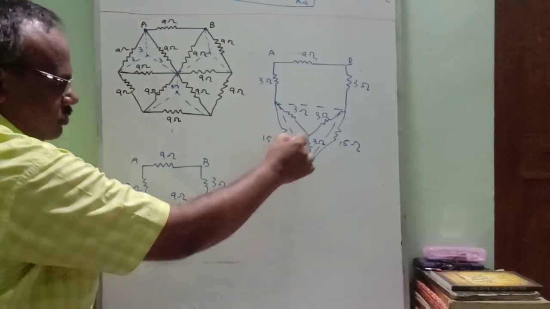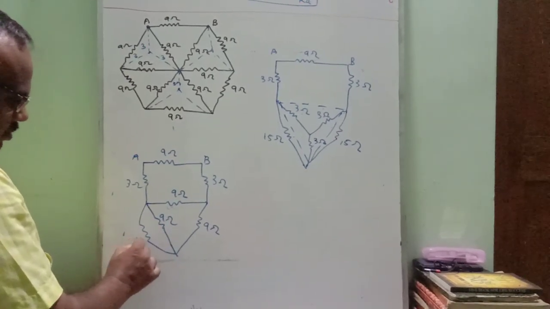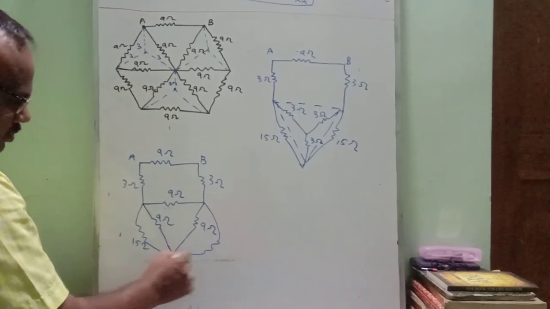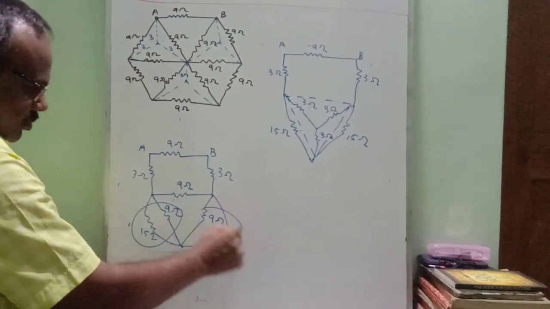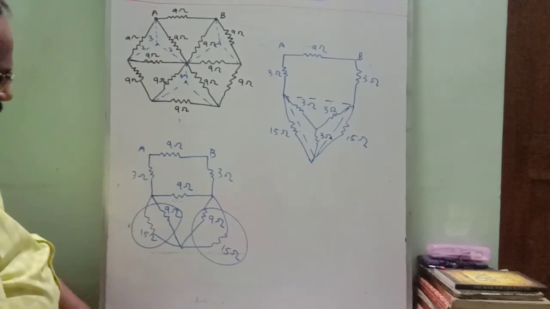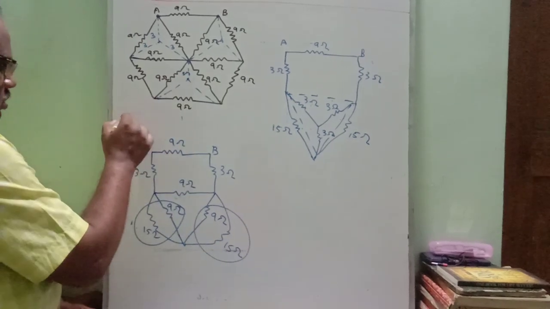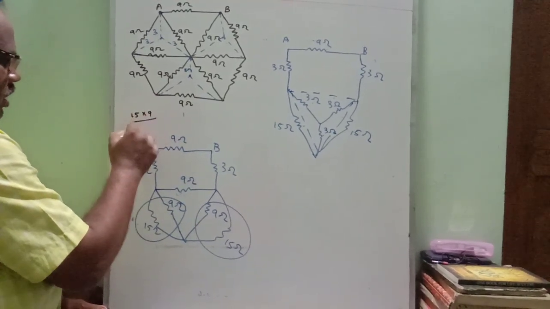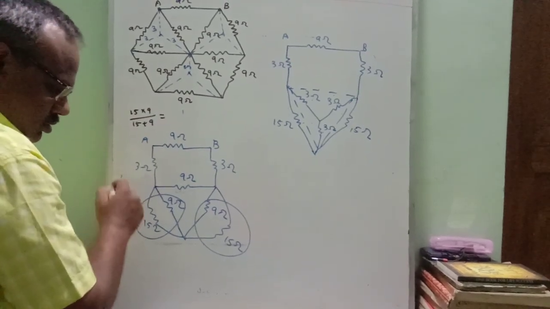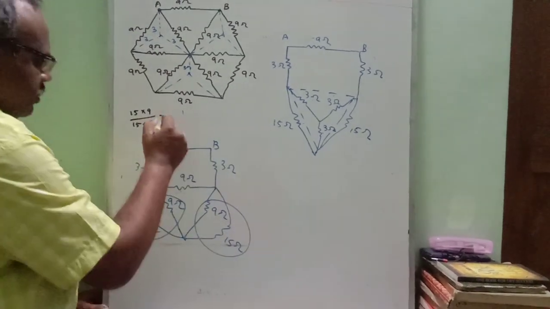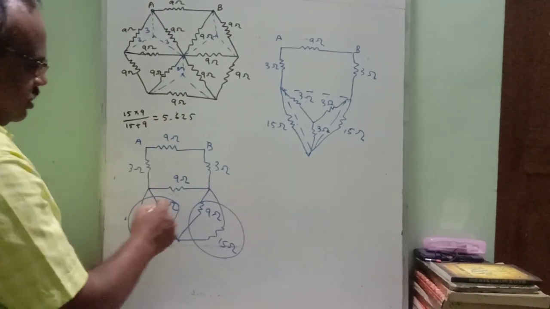And in between these two, this is 15 ohm, in between these two it is 15 ohm. Now this 15 ohm and 9 ohm are in parallel. 9 and 15 in parallel is 15 into 9 by 15 plus 9. If you calculate, it is coming around 5.625. It means this is 5.625.